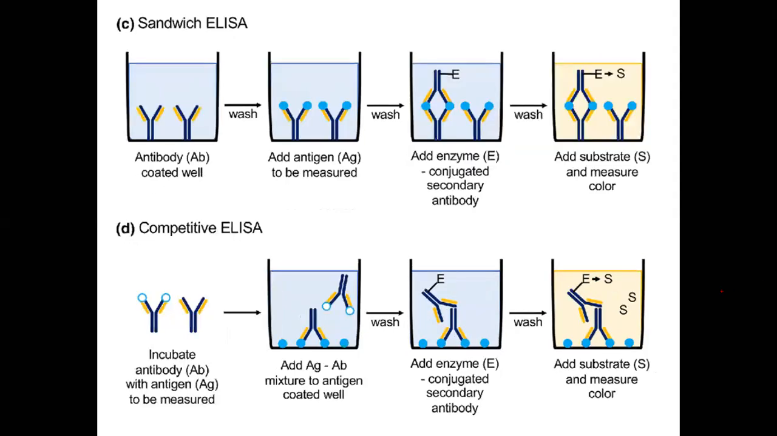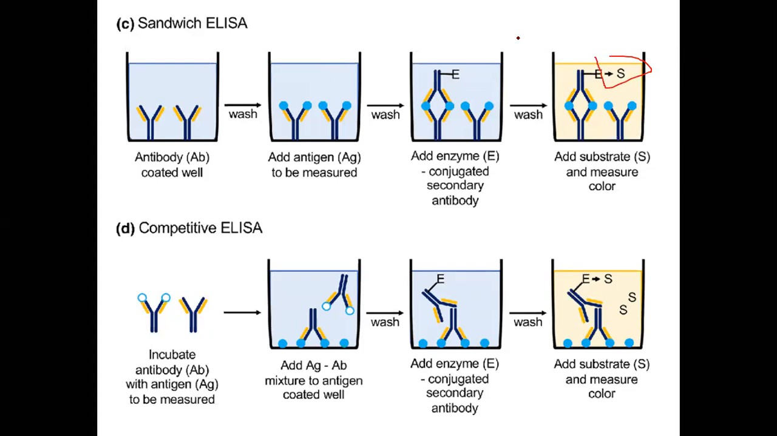Next is the sandwich ELISA method. In the previous two methods that we have discussed, the well is coated with antigen, but in this case it is coated with antibodies. So here the primary antibodies are coated onto the wells, and to that antigen is added. To that, the secondary antibody, which is coupled with enzyme, is loaded onto it, and this initiates a reaction that gives a colored product, which can be read by a plate reader.